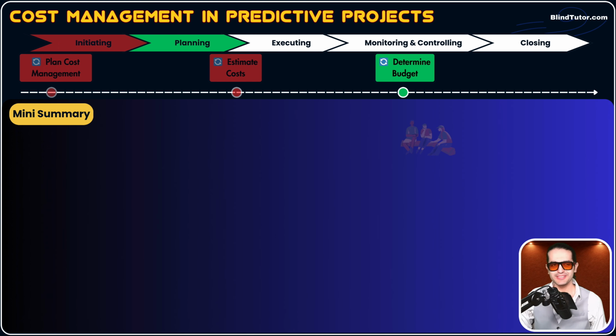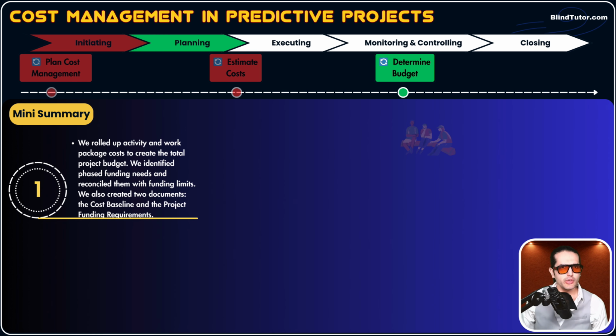All right. Look up there, guys. Cost management in predictive projects. What phase? Planning phase. What process? Determine budget process. And welcome to the mini summary of this process. What did we do, guys? We rolled up activity and work packages cost to create the total project budget. We identified phased funding needs and reconciled them with funding limits.